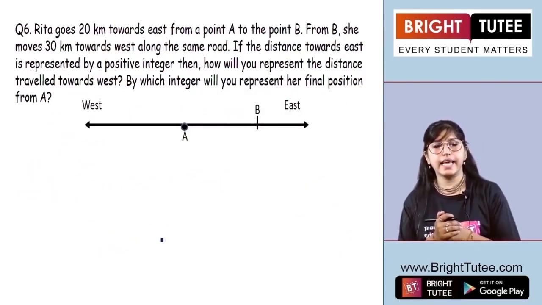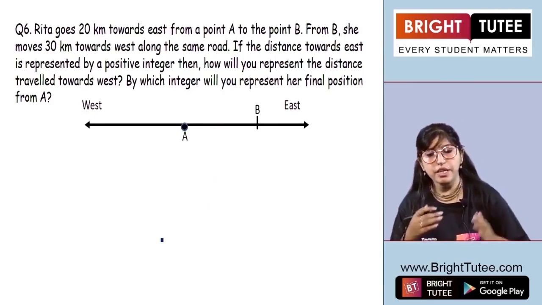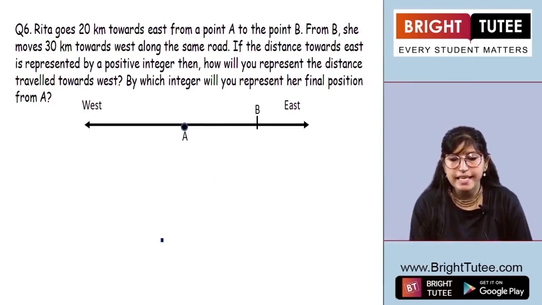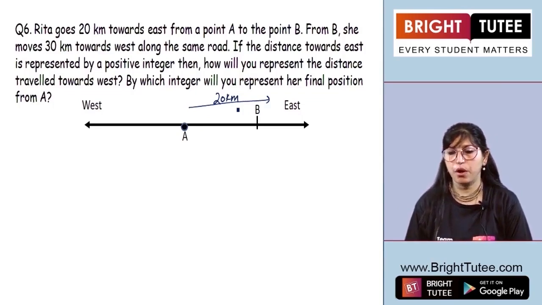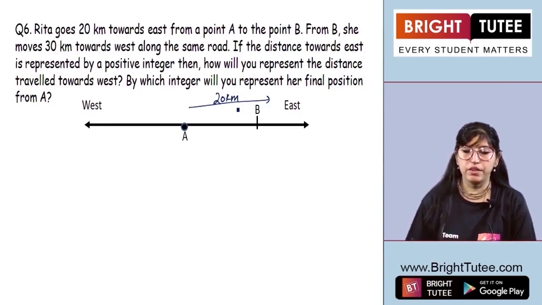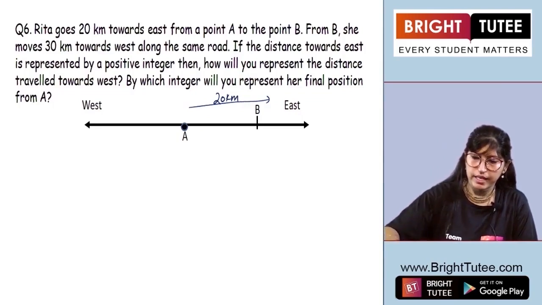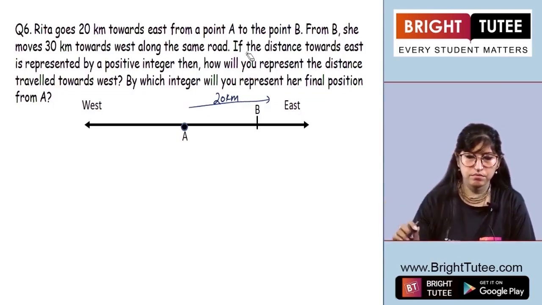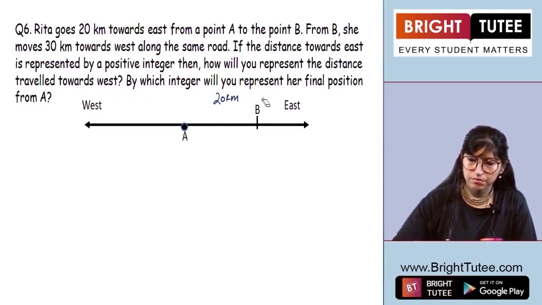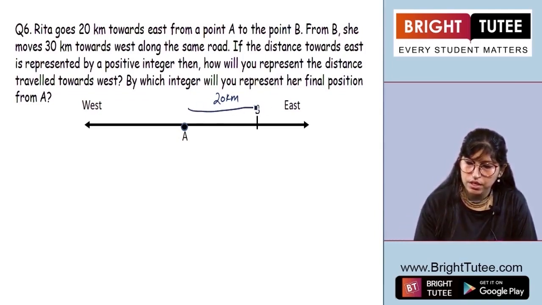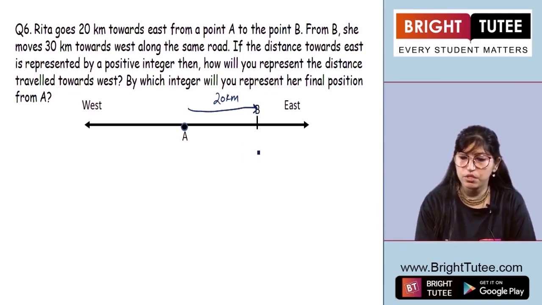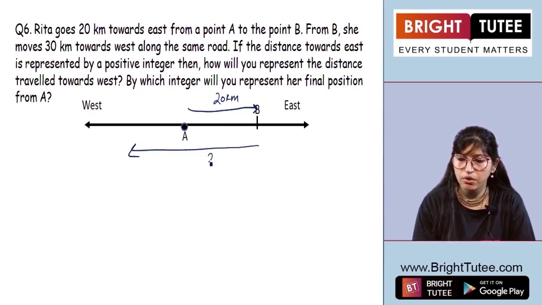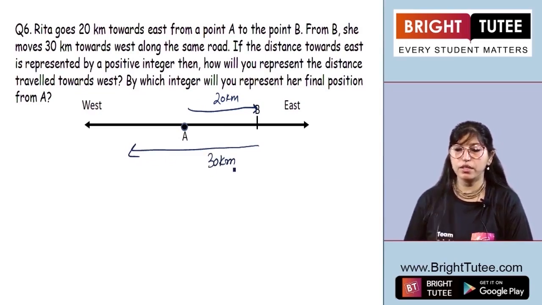Okay, now question 6 says that Rita goes 20 km towards east from a point A. So from here I moved 20 km. From B she moves 30 km towards east. So till A. So from here till here it's 20 km. Now from B she moves 30 km towards west. That means she's moving this side now. So 30 km along the same road.